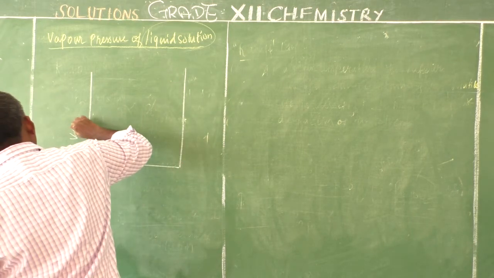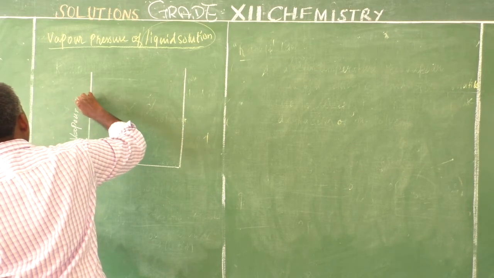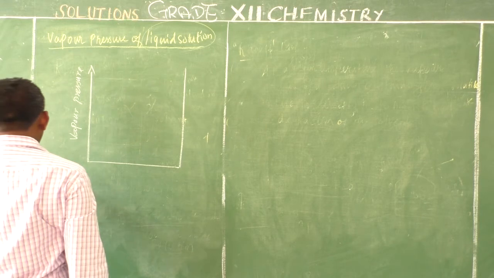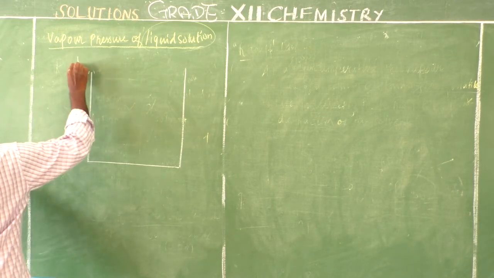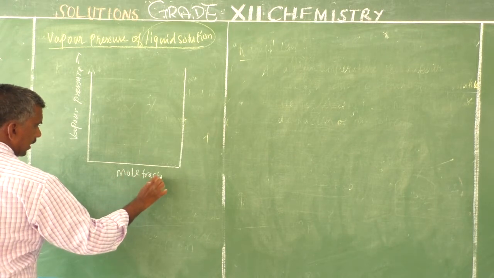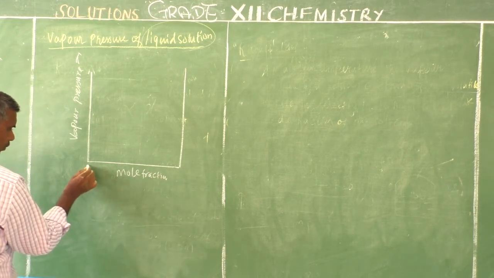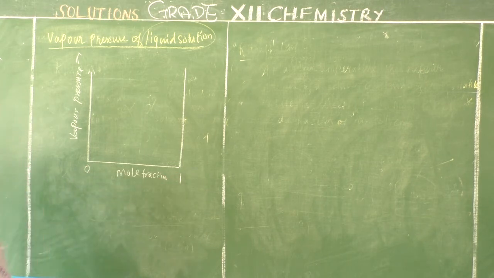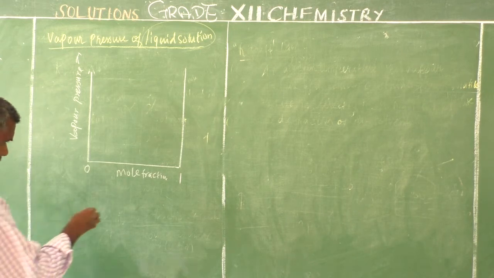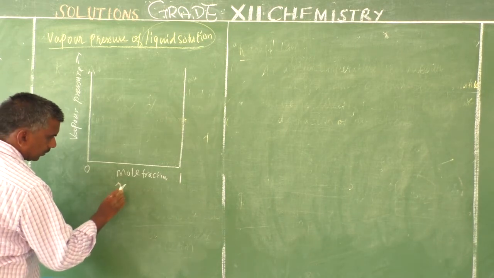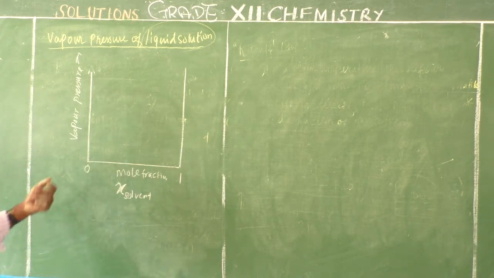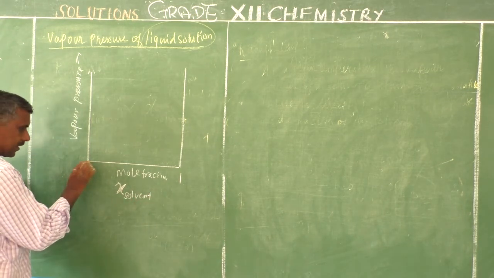On the Y-axis is vapor pressure. On the X-axis is the mole fraction of the solvent. Here it is 0, and here the mole fraction is 1. At mole fraction 0 there is no solvent, and the mole fraction is increasing.